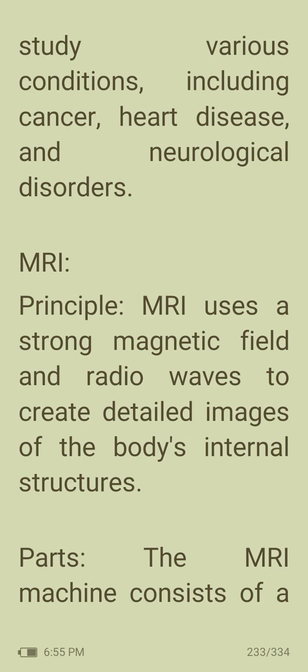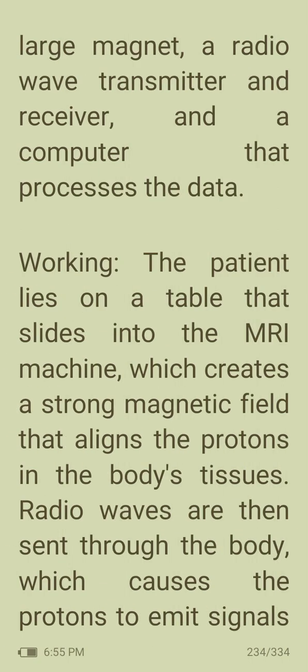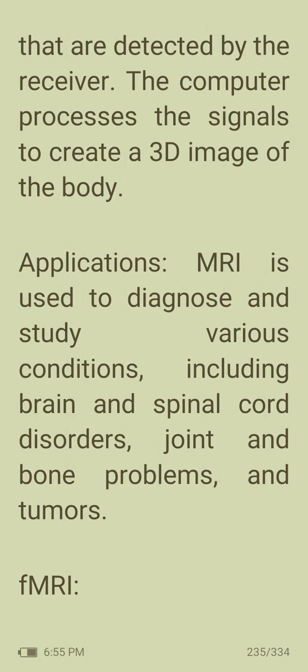Now, what is MRI? MRI, its principles. MRI uses a strong magnetic field and radio waves to create detailed images of the body's internal structures. The MRI machine consists of a large magnet, a radio wave transmitter and receiver, and a computer that processes the data. The patient lies on a table that slides into the MRI machine, which creates a strong magnetic field that aligns the protons in the body's tissue. Radio waves are then sent through the body, which causes the protons to emit signals that are detected by the receiver.